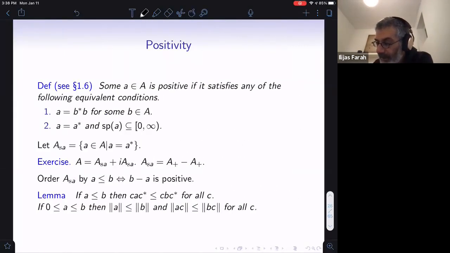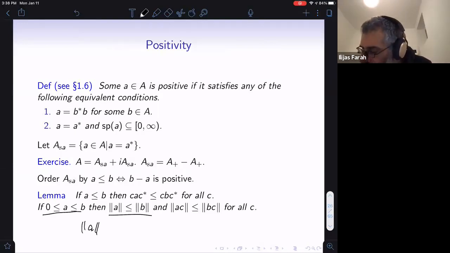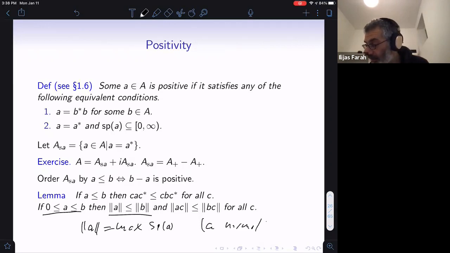Somewhat more interesting: if A is less or equal than B, then the norm of A is less or equal than the norm of B. To prove this one, I just have to go to the fact that in a C*-algebra, the norm of A is just the maximal value of an element of the spectrum of A if A is normal. This follows from continuous functional calculus. So basically, that implies the first inequality.